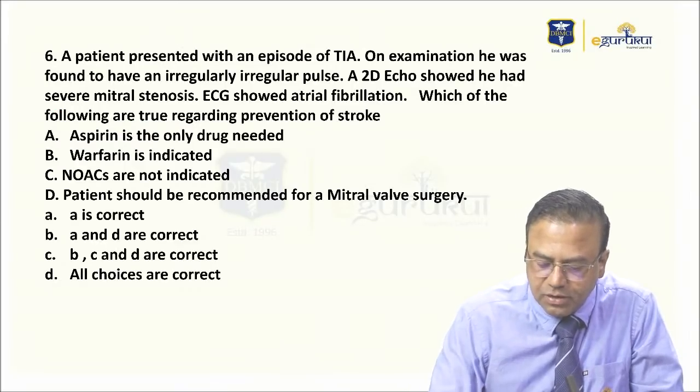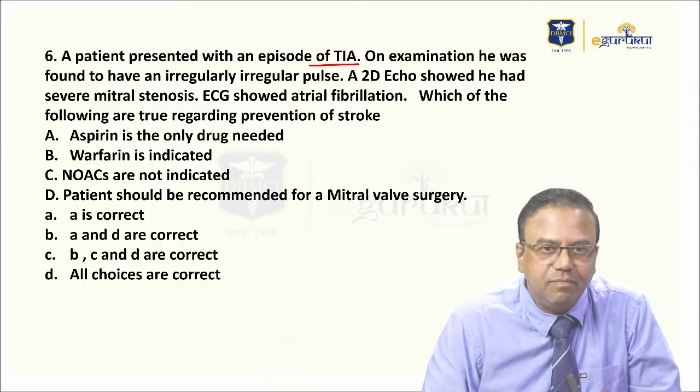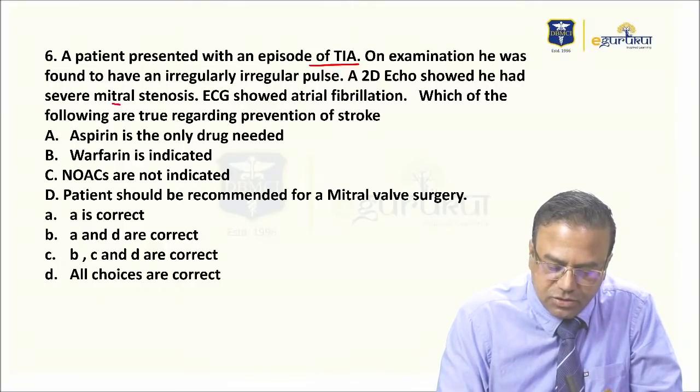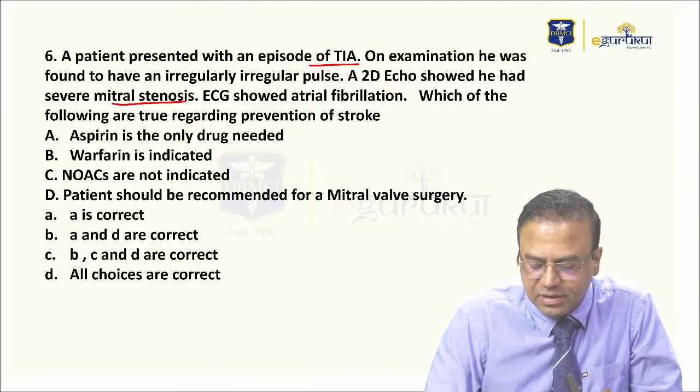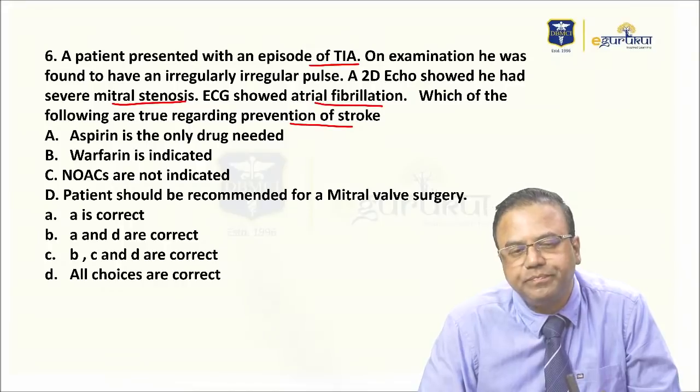A patient presented with a history of transient ischemic attack. Examination shows an irregular pulse. Echo is showing a severe mitral stenosis. The patient has atrial fibrillation. Which of the following is true regarding prevention of stroke?